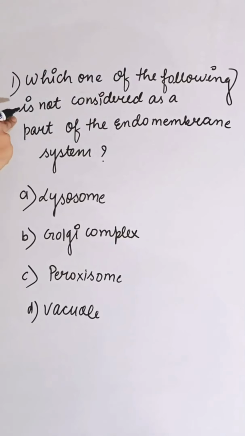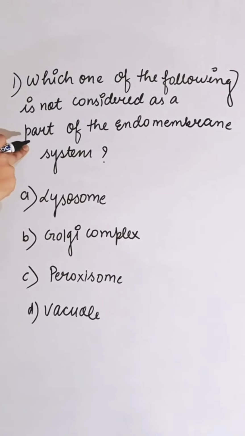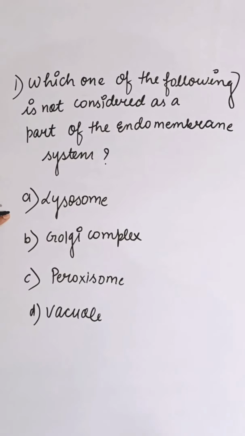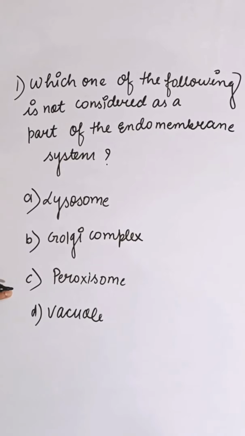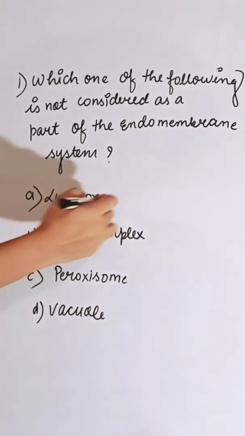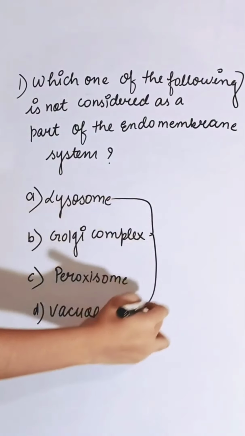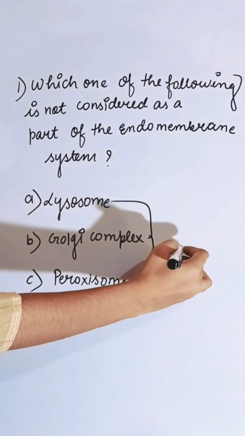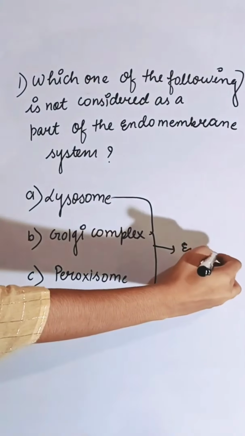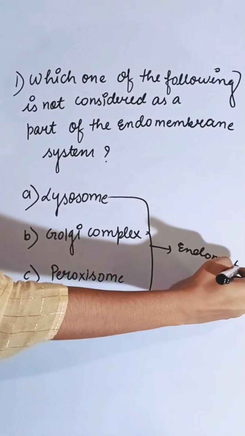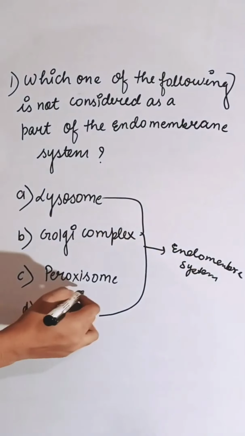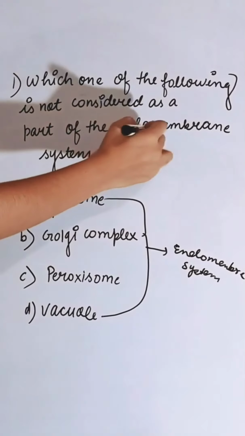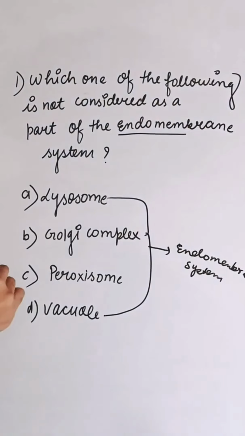Which one of the following is not considered as part of the endomembrane system? First option lysosome, second is Golgi complex, third is peroxisome, fourth is vacuole. Lysosome, Golgi complex and vacuoles are part of the endomembrane system. But peroxisome is not considered part of the endomembrane system. So the correct answer is C.